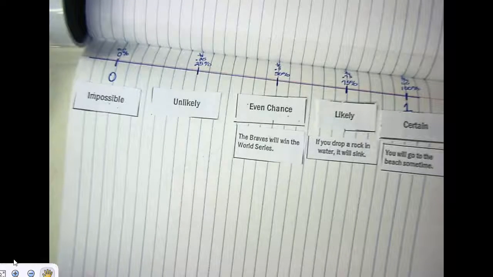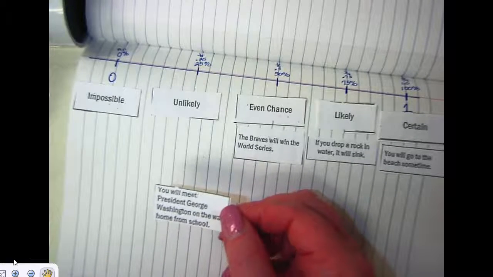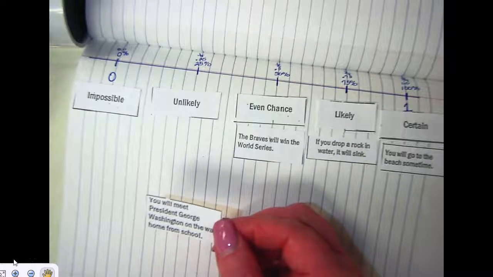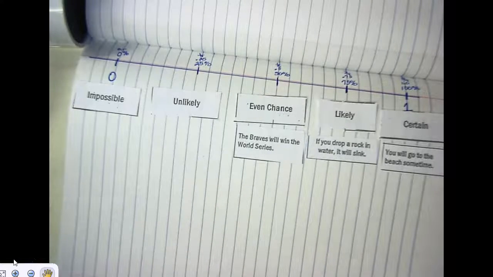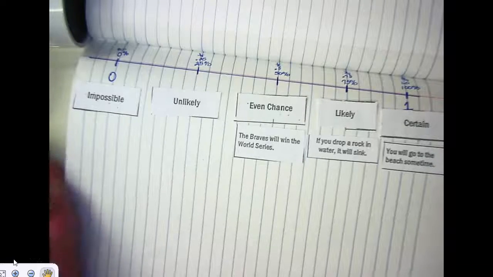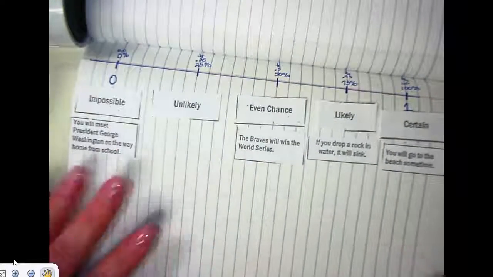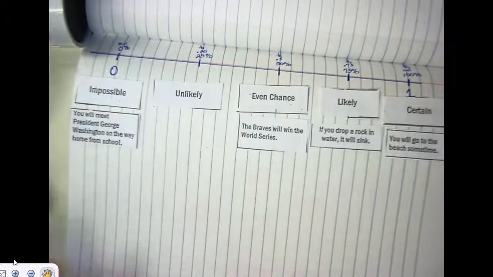All right, here's a good one. You will meet President George Washington on the way home from school. Why is that impossible? He's dead. He's dead. Yeah, I'm not sure that we need to worry about the zombie George Washington. Well, then run really fast, and maybe you won't meet him. Okay. All right.